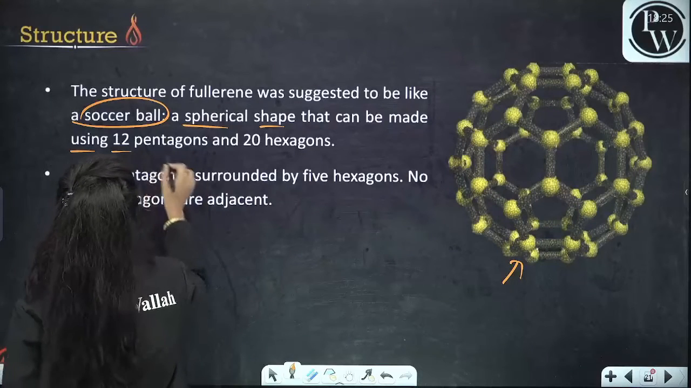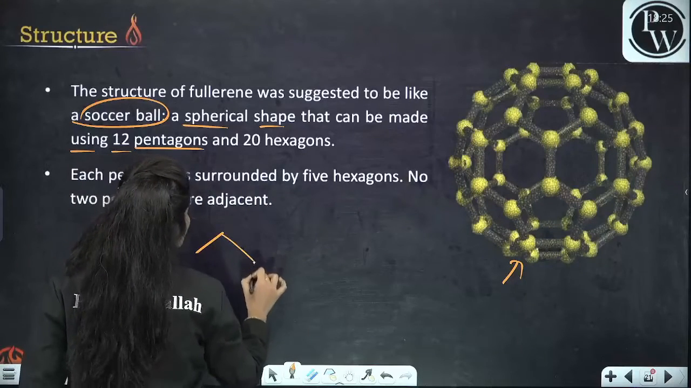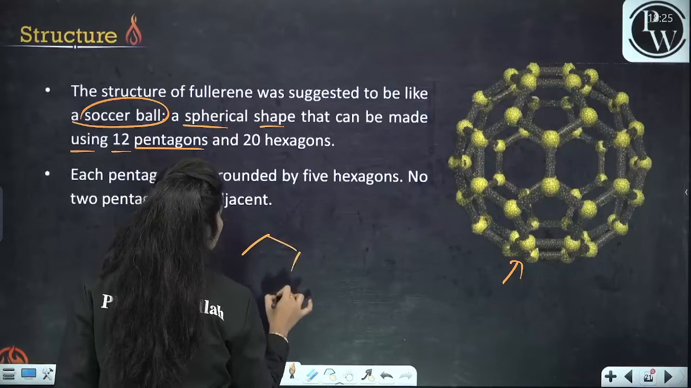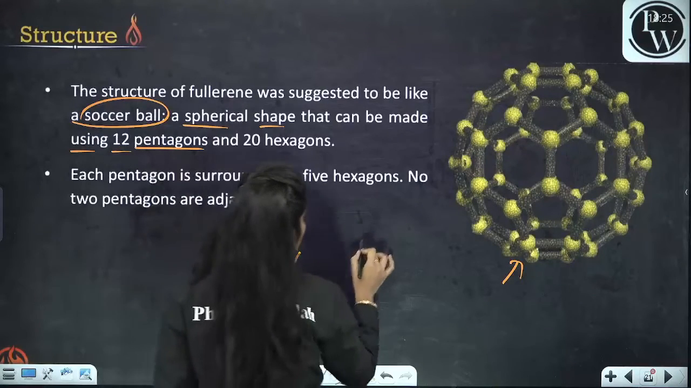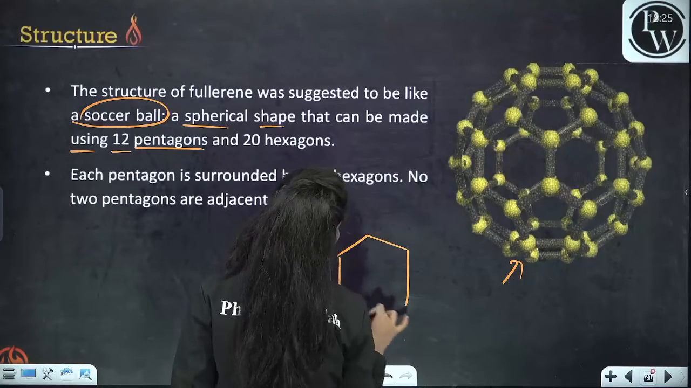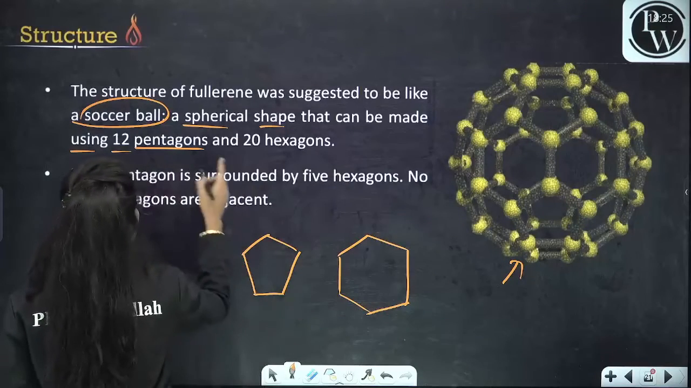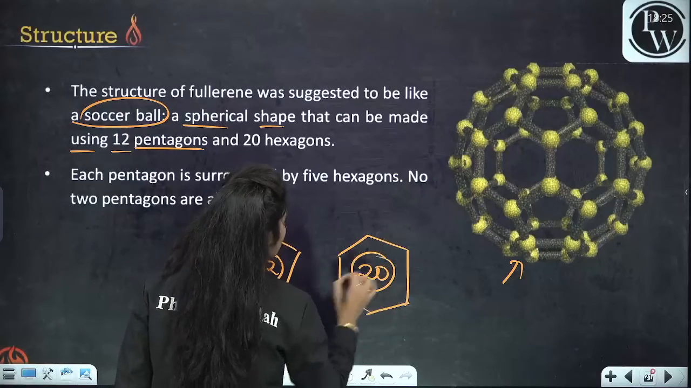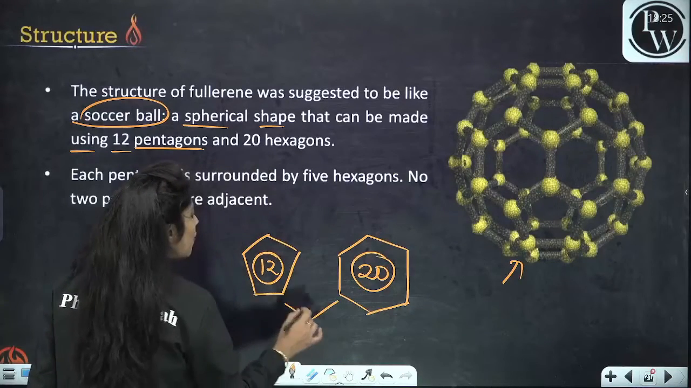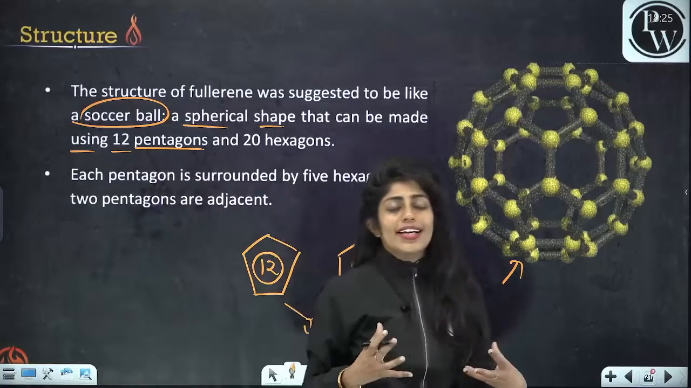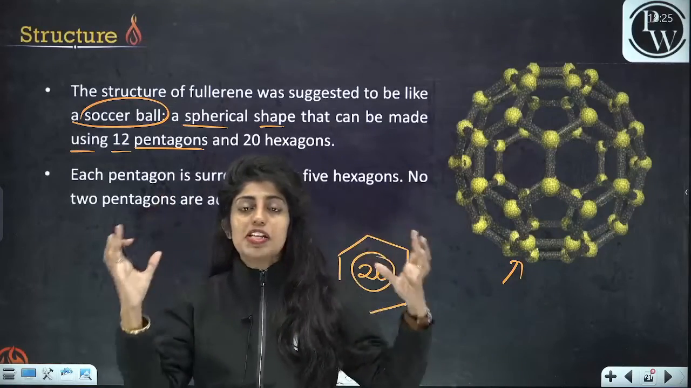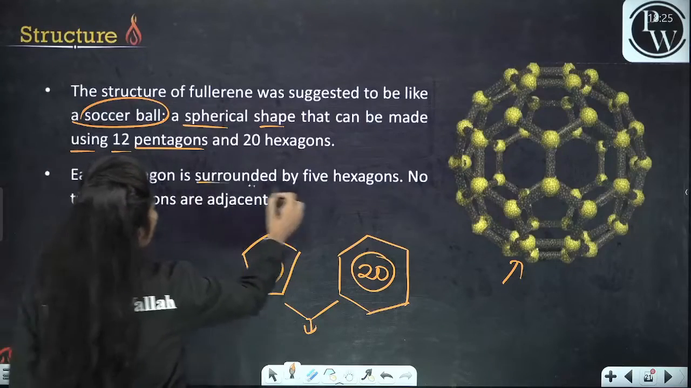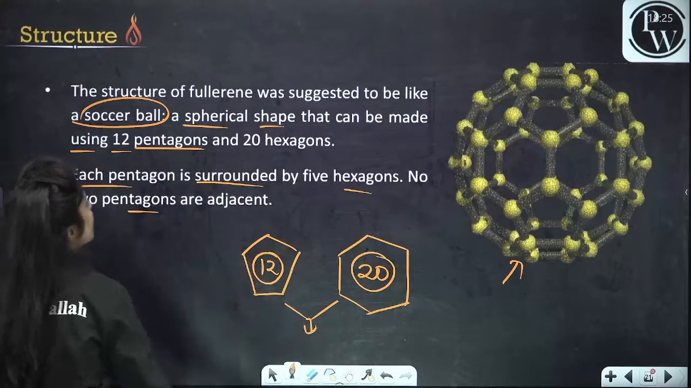And here we can see there will be pentagons. This is your pentagon and a hexagon. How many pentagons? There will be 12 pentagons and 20 hexagons. All together will form a structure like a soccer ball, right? And will be giving the structure to the fullerene. And each pentagon is surrounded by 5 hexagons. No 2 pentagons are adjacent.